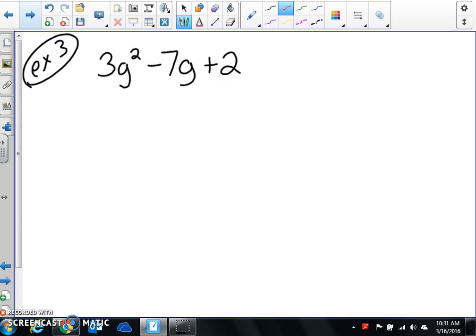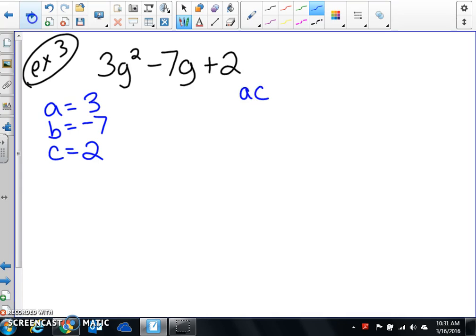All right, my smallest coefficient is a 2. 2 does not go into 3, and those are prime, so I do my ABCs since I don't have a GCF. My A is 3, my B is negative 7, my C is 2. Be careful, your B is negative 7. Remember, you always take the sign in front.